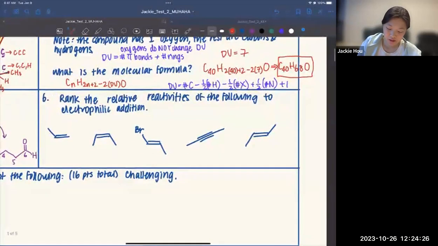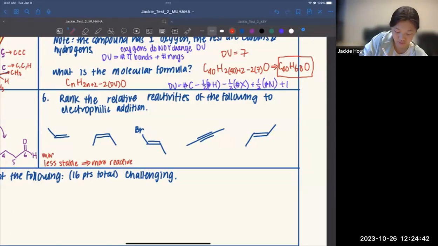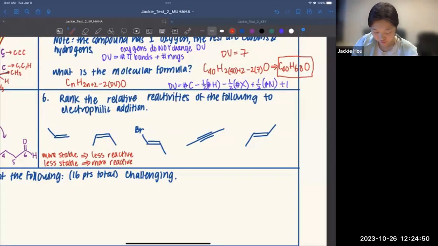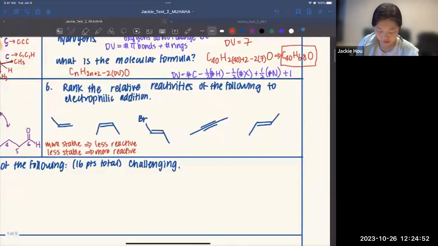So let's get started. When we're ranking relative reactivities, remember, if something is going to be less stable, it's going to be more reactive, right? And the opposite is true. If something is more stable, then it's going to be less reactive. So following a schematic of things we need to consider, right?